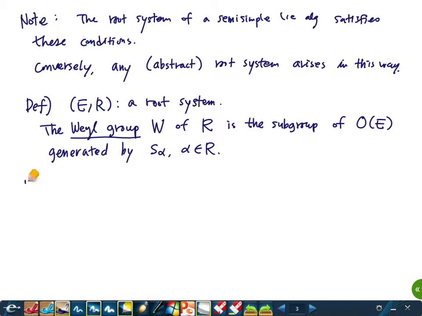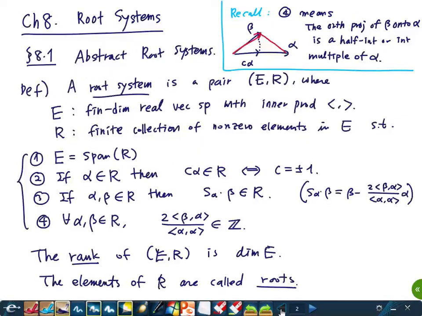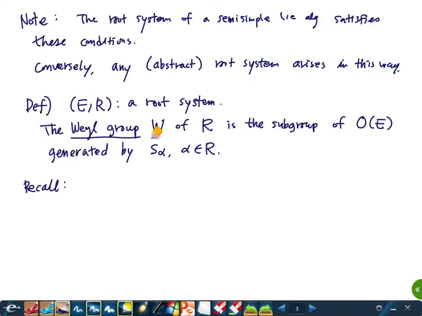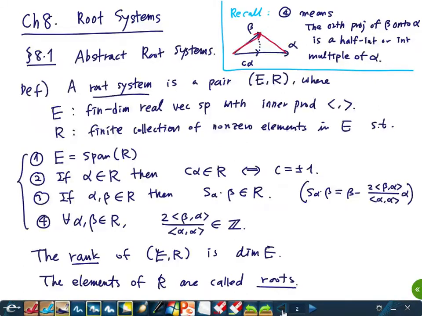Okay, and recall that by the condition here, by the condition of which one? The third condition means that the Weyl group permutes the roots. When you have a root, if you apply a Weyl group element, it cannot go outside of this R, right? It has to be inside. It has to be a root. Whenever we have a root, say beta, if you apply a Weyl group element to beta, it's still in the root system. That means the Weyl group acts on the root system.